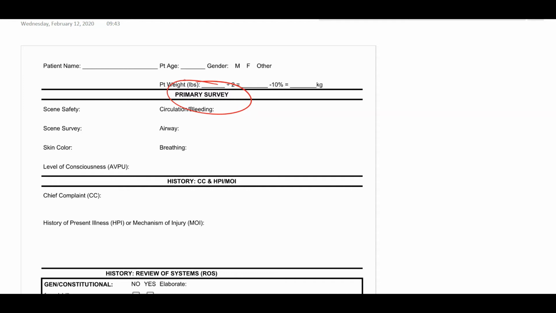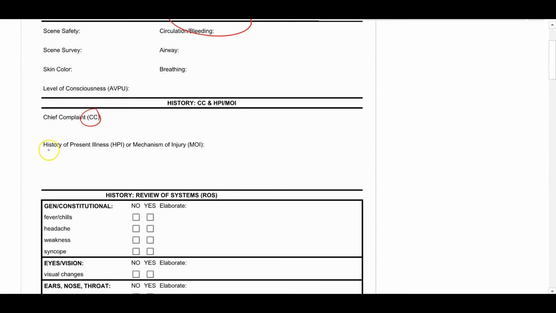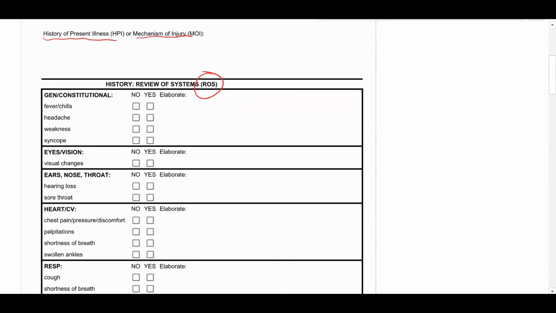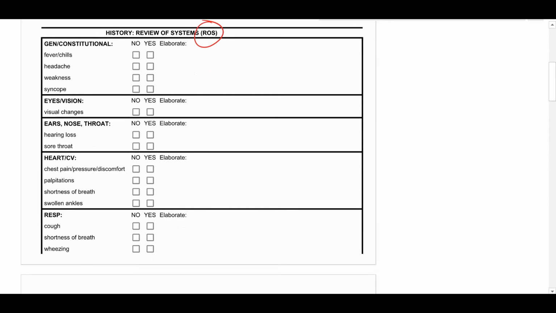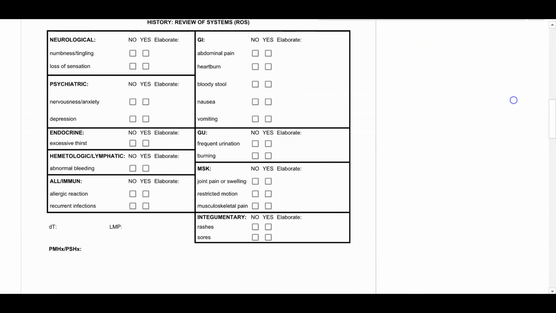After that, we're on to the patient's chief complaint, which is what is going on right now, and history of present illness, or HPI, and mechanism of injury deal with the events leading up to the medical problem or the trauma. Review of systems is a standard set of questions that we ask every patient in order to look at all their body systems, whether it's heart and cardiovascular or vision or respiratory.